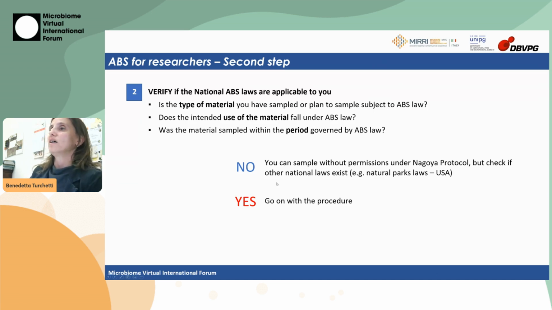If you can answer no to all these questions, you can sample without permission under the Nagoya Protocol, but be careful, because you have to check if other national laws exist in that country. For example, there are some laws associated with national parks, like in the USA or other countries, or other kinds of laws that protect genetic resources. If, on the other hand, your material is part of the ABS law, you have to go on with the procedures.